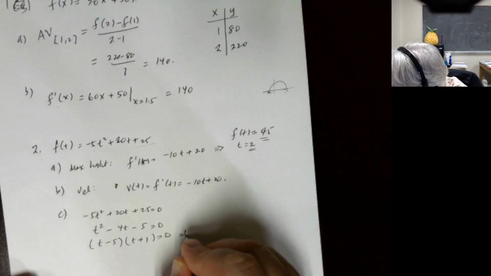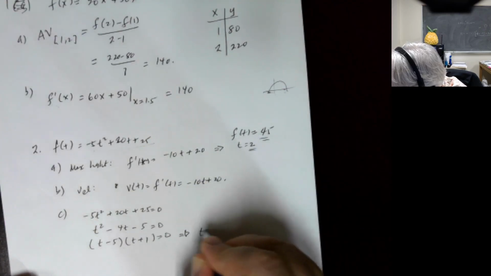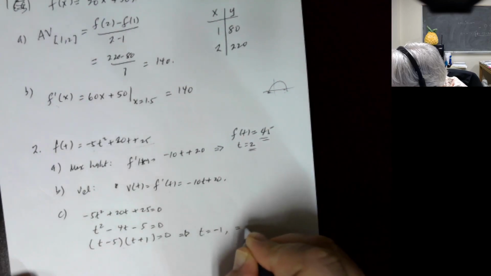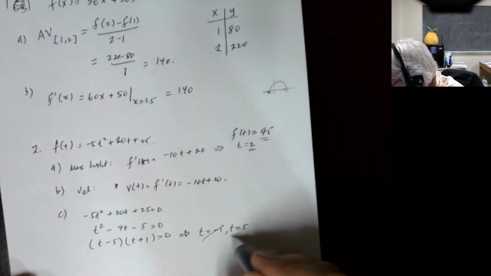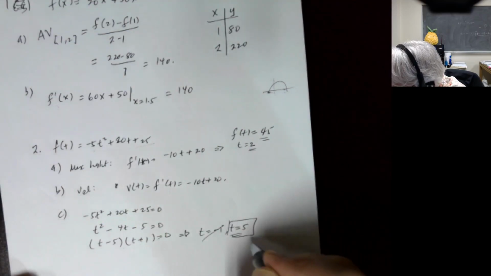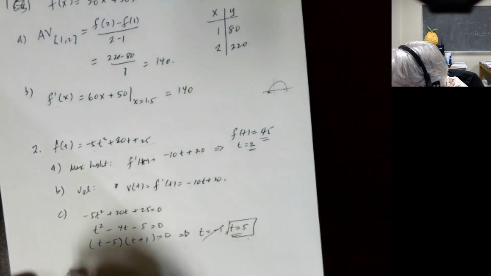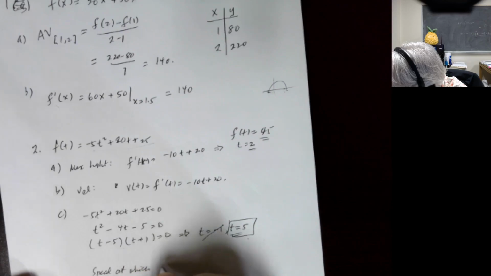And so therefore, we get that the balloon is at ground level at t equals minus 1 and t equals 5. And we're ignoring the negative time, right? So we'll just take time 5. At time 5 we hit the ground, so therefore we plug into the velocity function to get the speed at which the balloon hits the ground.